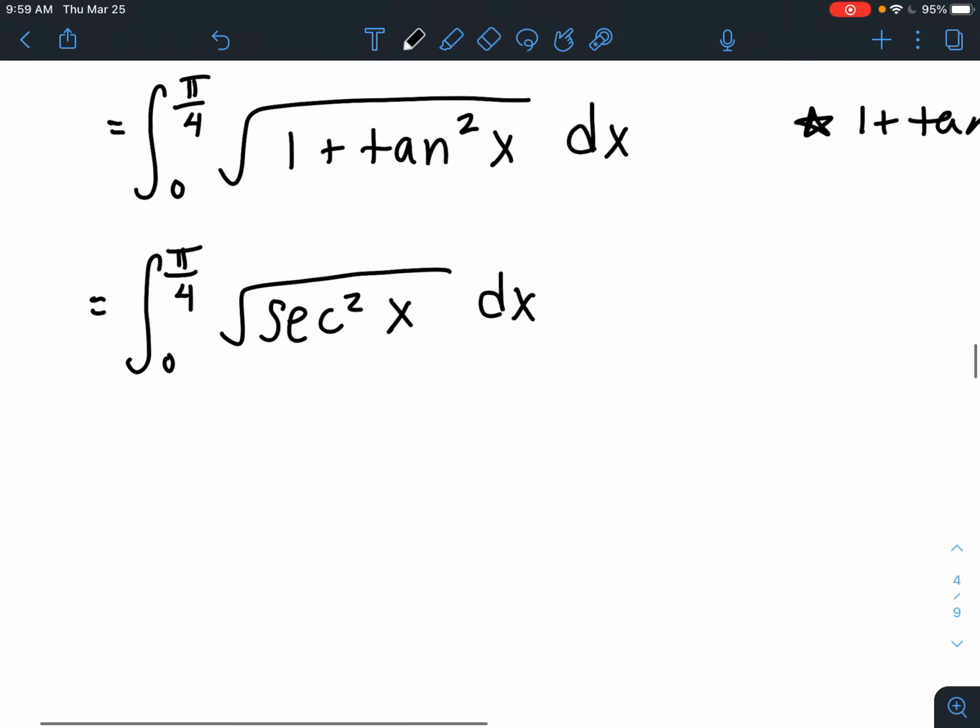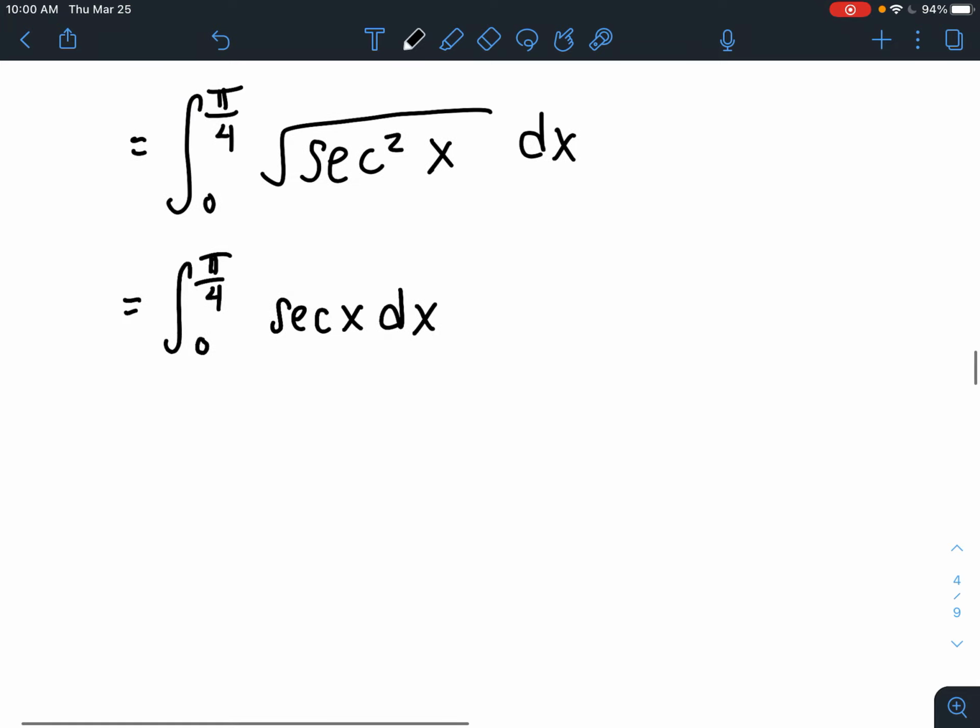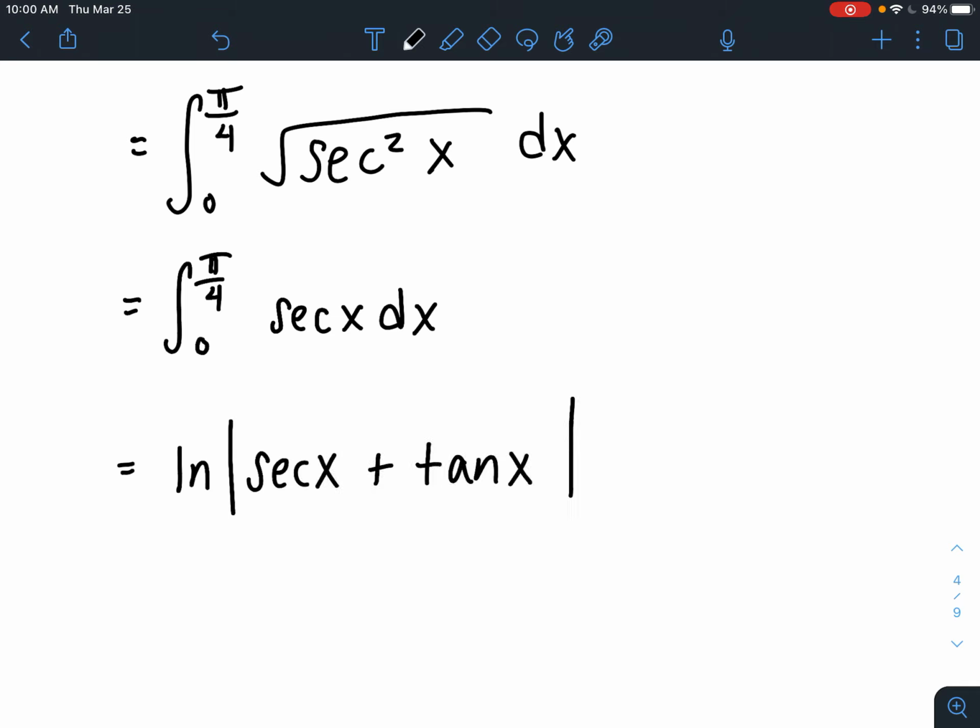Well then I know that the square root of secant squared is just secant of x dx. And then I know how to integrate secant. That's just the natural log of the absolute value of secant x plus tangent of x, and we're evaluating that from 0 to pi over 4.